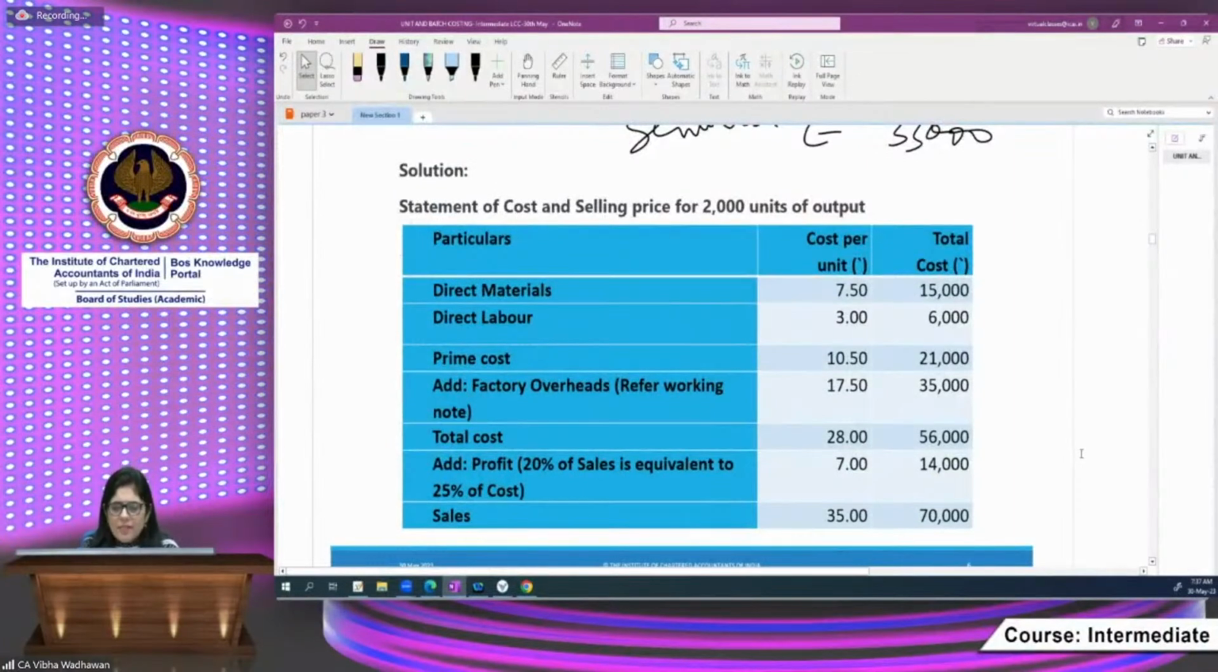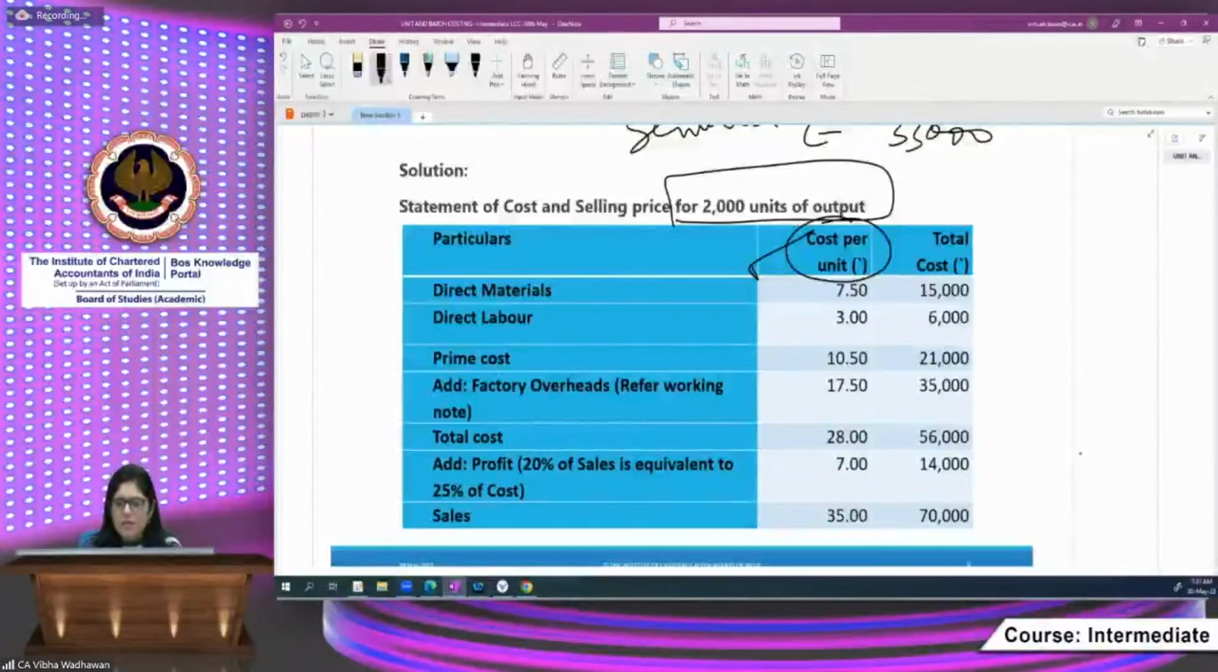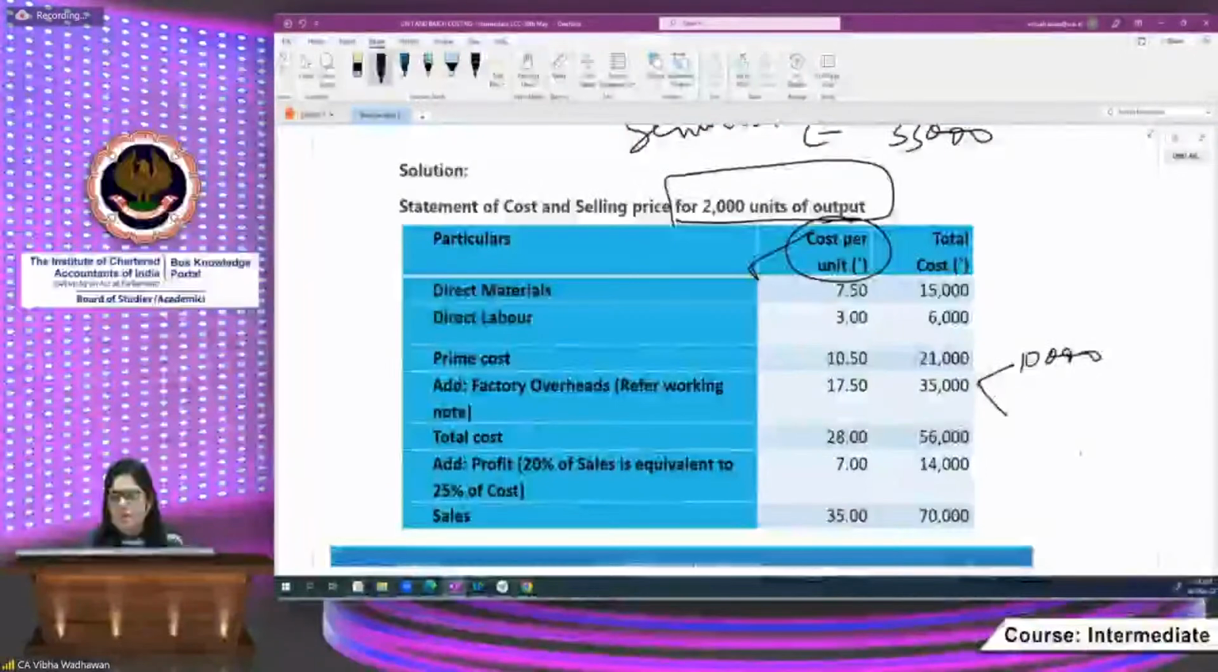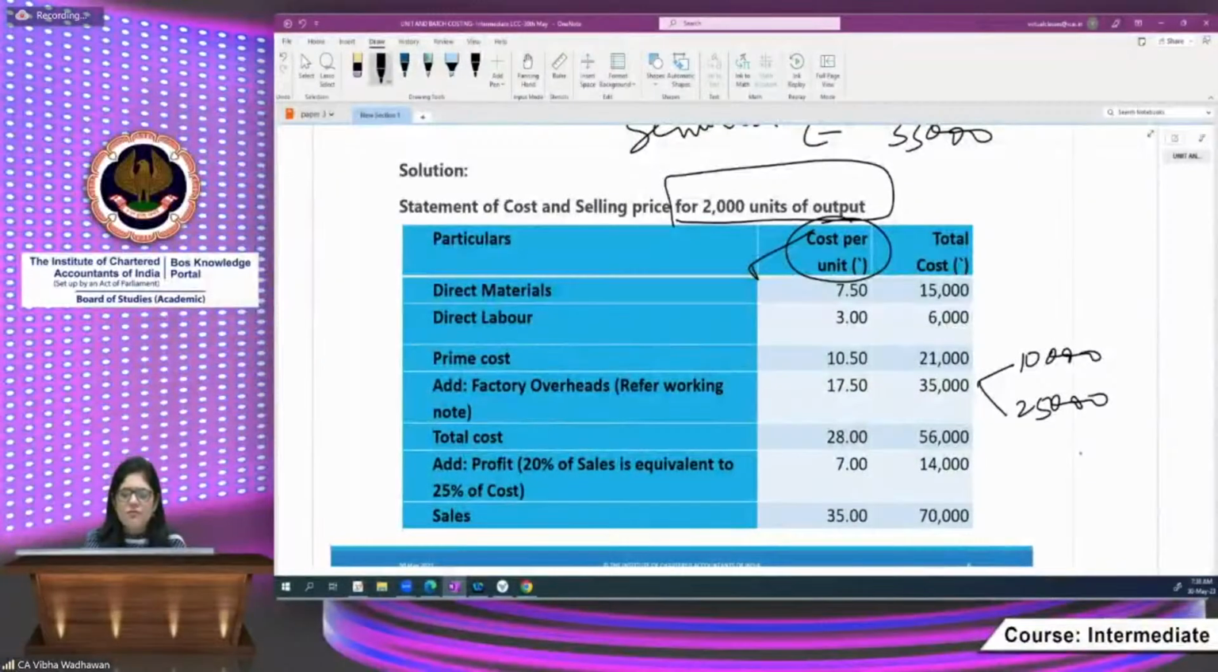So direct material, again, see, every time you have to calculate cost per unit, every time. And on top of it, you must write the units always. So we have the total cost and we have the cost per unit also. So total cost and cost per unit was variable and 25,000 was fixed. You can show it separately also, variable and fixed. Clear? So 25,000 is fixed.